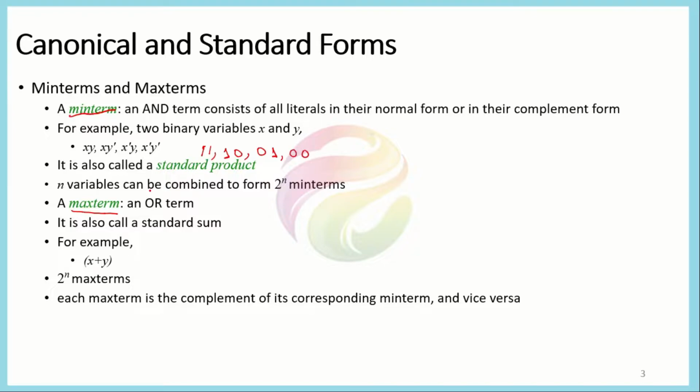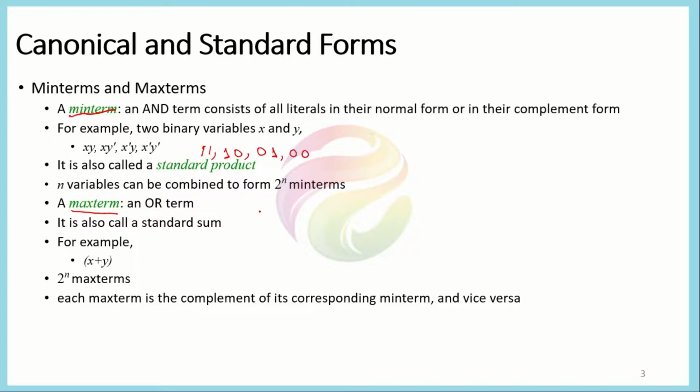If you have n variables, then you can form 2 power n min terms. So if you have a 2 variable system, then you have a maximum of 4 min terms, while if you have a 3 variable system, then you would have 8 combinations, and each of the 8 combinations represents a separate min term.